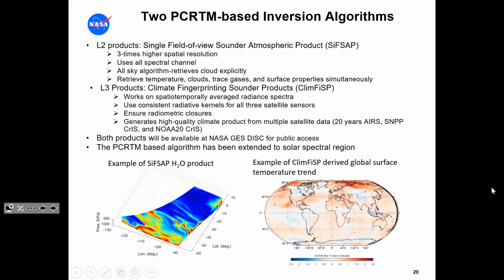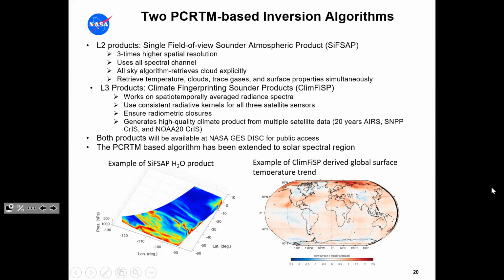So if you have a new finding in level 1 data or your algorithm has improved, I can quickly reprocess it. But most importantly is the methodology: with multiple satellites, I only need my SiFSAP trained for one satellite. We have a radiative kernel, which is equivalent to a weighting function. We apply the same thing to all the satellite sensors. So in other words, we try to eliminate the inconsistency between different satellite instruments. Okay, so this has a very big significance.